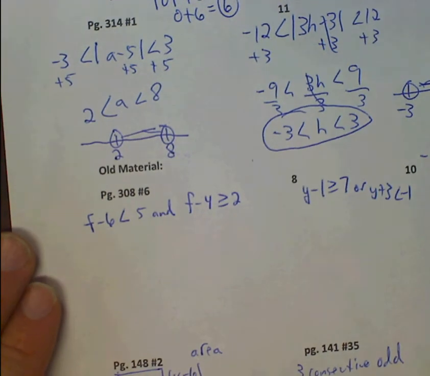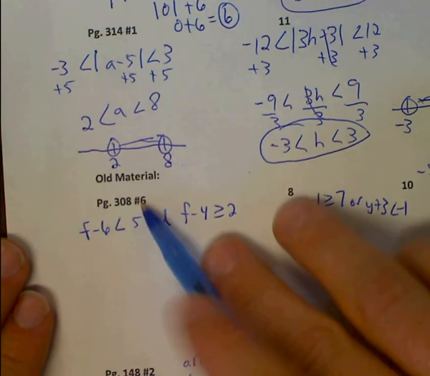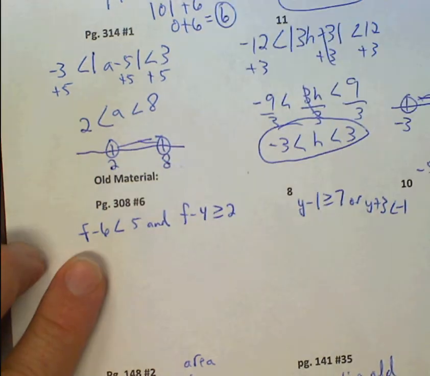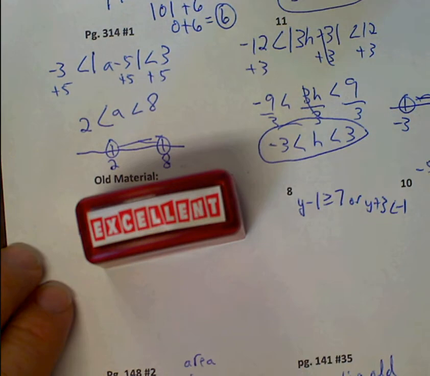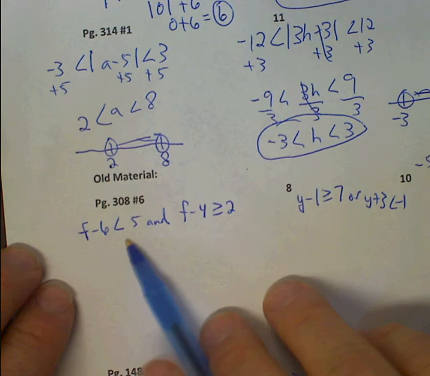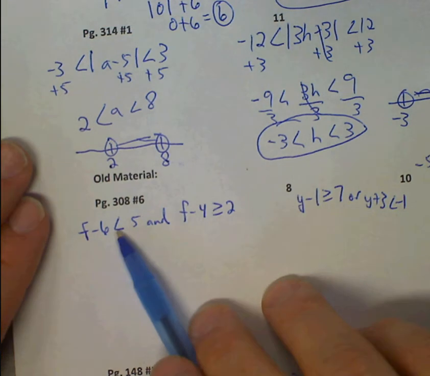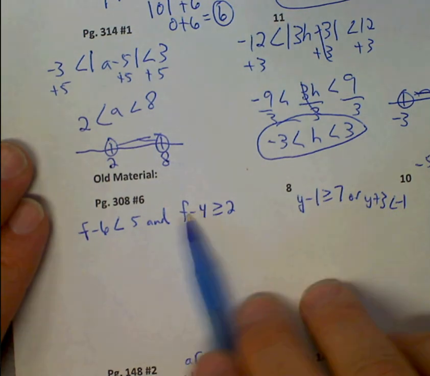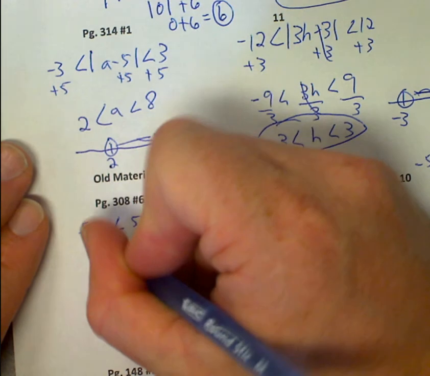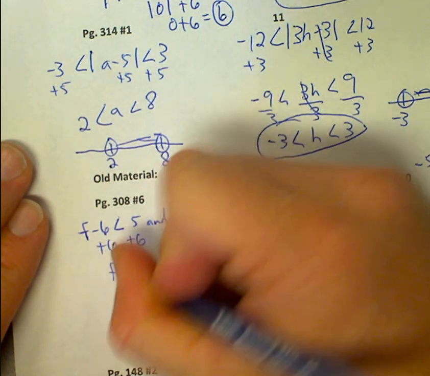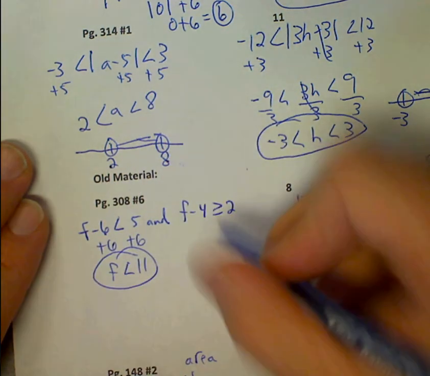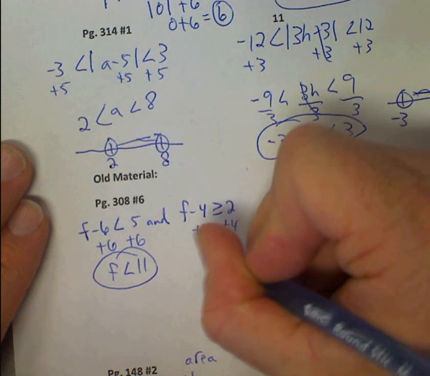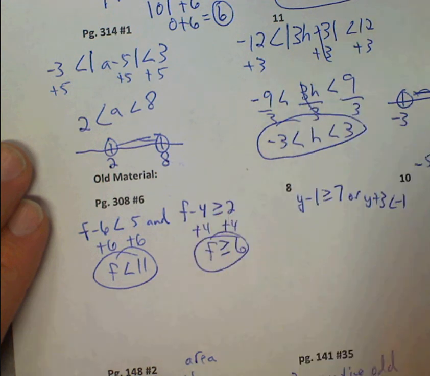Page 308, number 6. Go ahead and turn to that page. Go ahead and pause the video and try. On that, it wanted us to solve these two. And so if I add 6 to both sides, I get f less than 11. If I add 4 to both sides, I get f greater than or equal to 6.